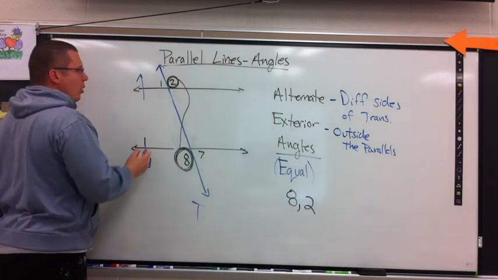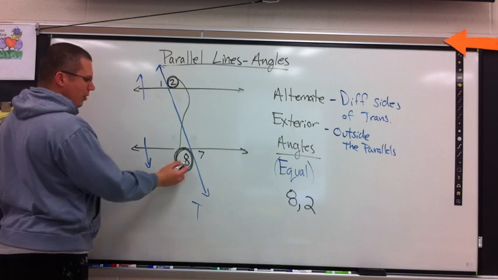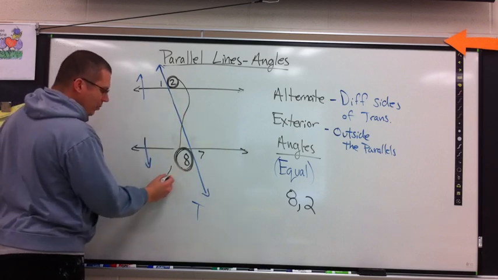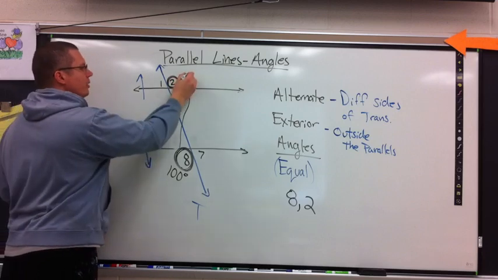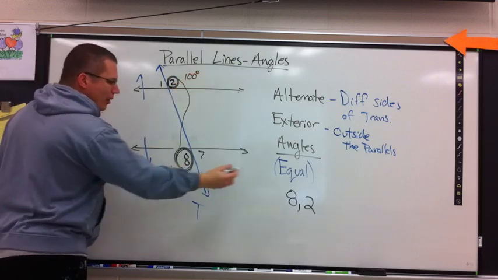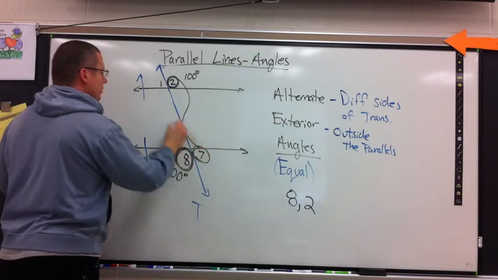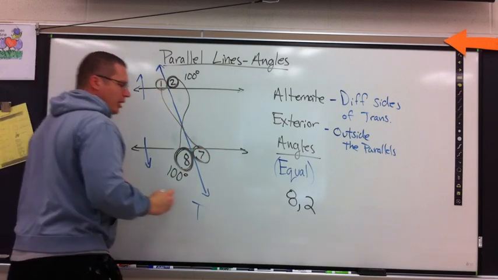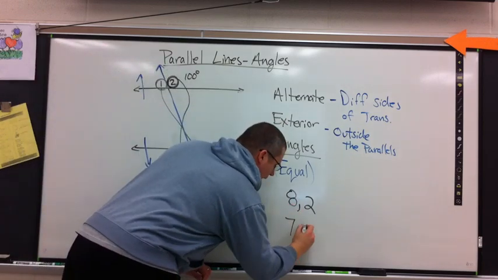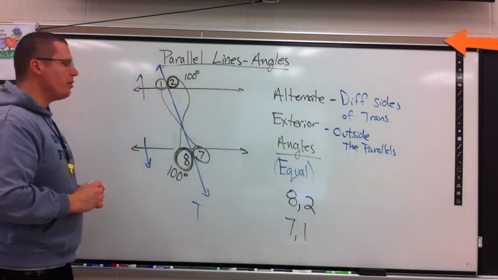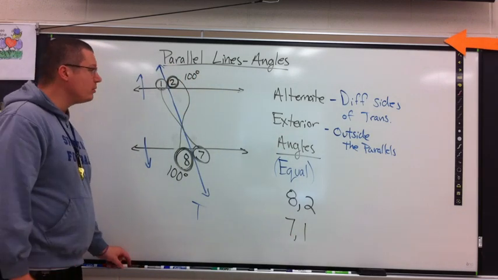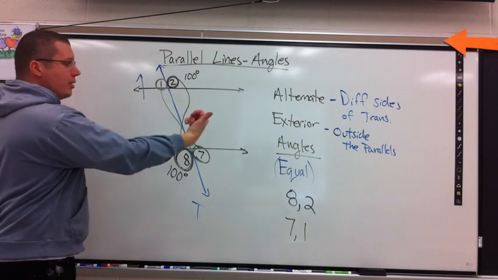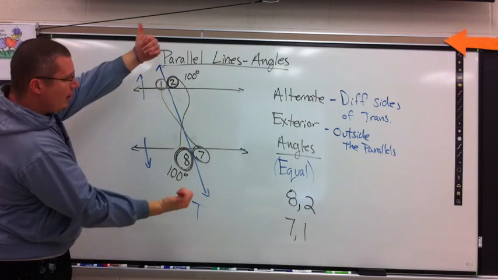They're equal. They're both the same type of angle. They're both obtuse in this case. So if 8 was 100, what would the measurement for angle 2 be? Also 100. That leaves angle 7 and angle 1 to match up. 7 and 1. Alternate exterior angles. They are equal in size or congruent. They're on different sides of the transversal and they're outside the parallels.